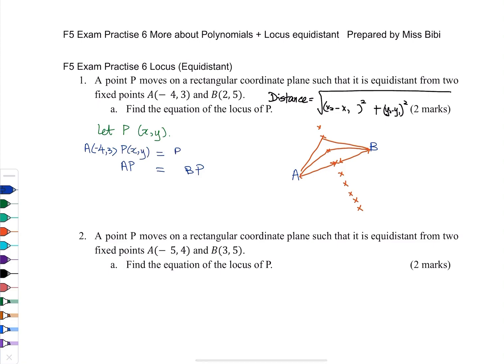Equals to b is 2 and 5, and then p is again x and y. This is for my own convenience. Of course, there's no special mark for this. For this one, there might be marks sometimes, but here they already told you it's equal distance. So no extra mark for that. The only marks you will have are for the next step, when you write the square root, the whole formula, and the final answer, 2 marks.